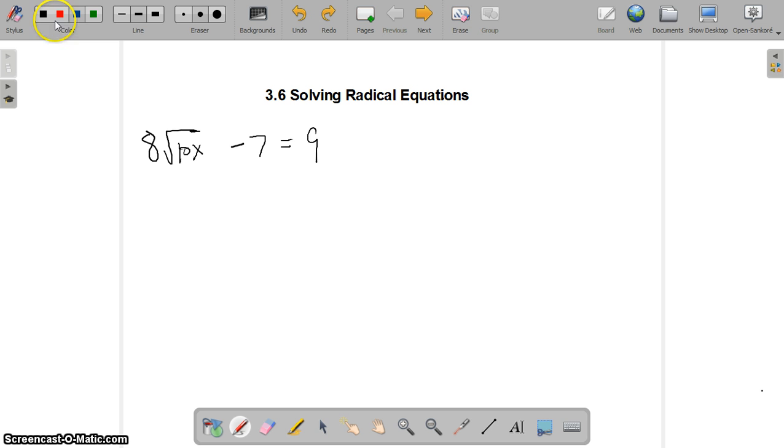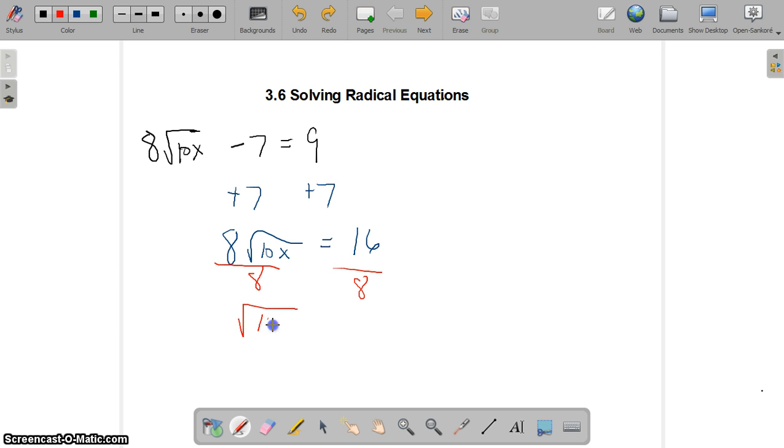So our first step here is going to be to add 7 to both sides. So we will have 8 times radical 10x equals 16. Then we'll divide both sides by 8. And we have square root of 10x equals 2.